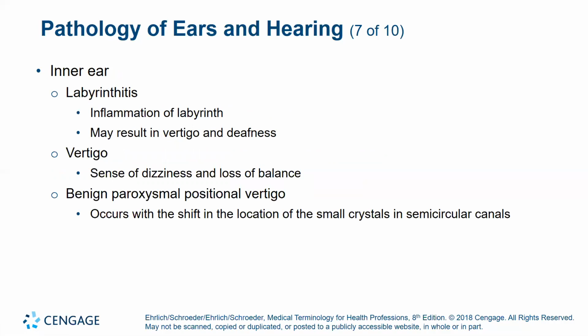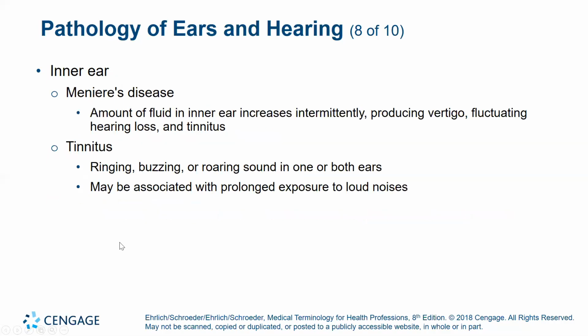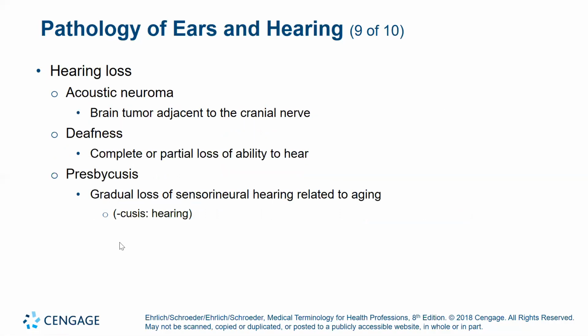The inner ear then: labyrinthitis is your medical term, inflammation of the labyrinth. Vertigo is a sense of dizziness and loss of balance. We have benign paroxysmal positional vertigo, which also falls under this category. We have Meniere's disease. Tinnitus is your ringing, buzzing, or roaring sound in one or both ears. We have hearing loss. Acoustic neuroma, this would be a brain tumor adjacent to the cranial nerve. Deafness.